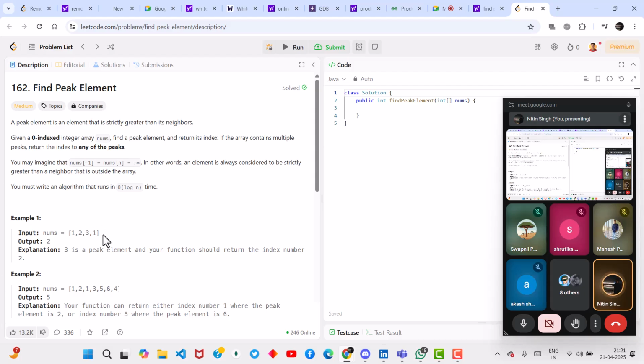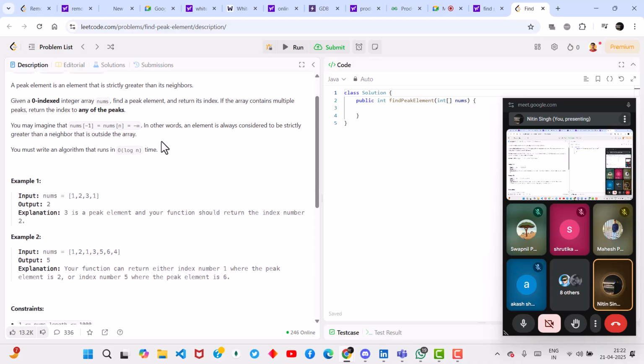Third, the biggest hint which will allow me to think about the solution: it will go in log n. You must write an algorithm that runs in big O of log n time. And I'll have to perform searching, and there is some sort of arrangement in that. So I'm going to use binary search in this question. So guys, please give me a thumbs up if I'm clear why I'm going with binary search in this question.